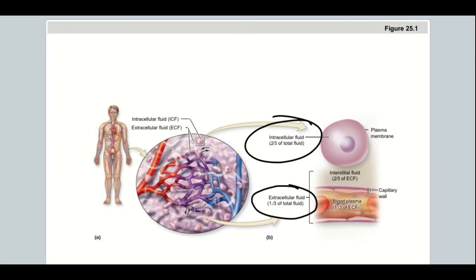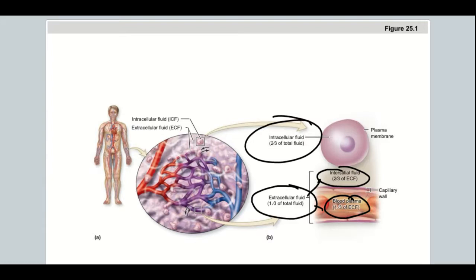We can divide extracellular fluid even further into interstitial fluid, which is about 2/3 of the ECF, or extracellular fluid, and blood plasma, which is also a type of extracellular fluid, and that's about 1/3 of the extracellular fluid. We don't divide intracellular fluid into anything. Intracellular fluid is just intracellular fluid, but the extracellular fluid can be divided this way. So that's the location of the fluid in our body.